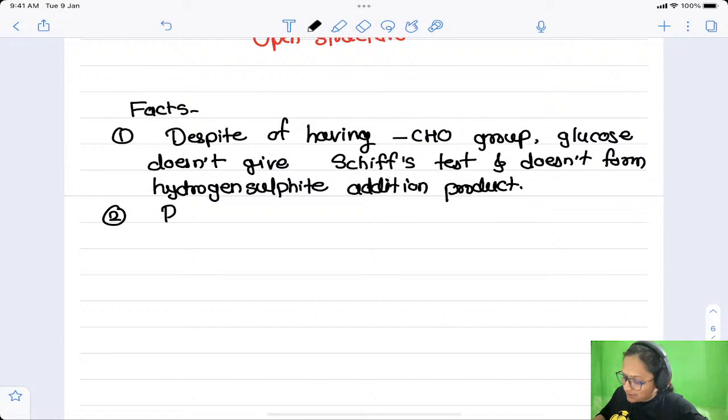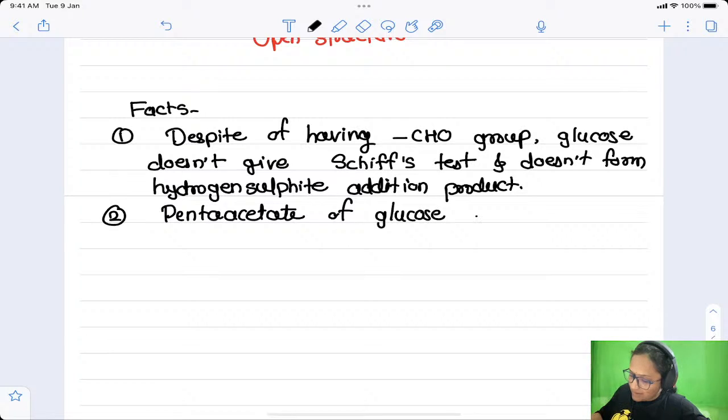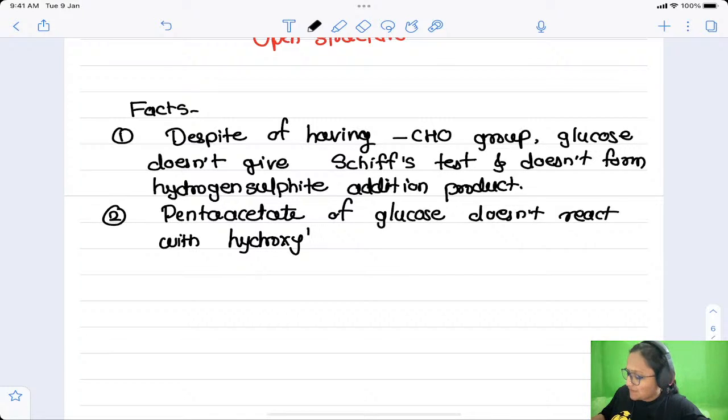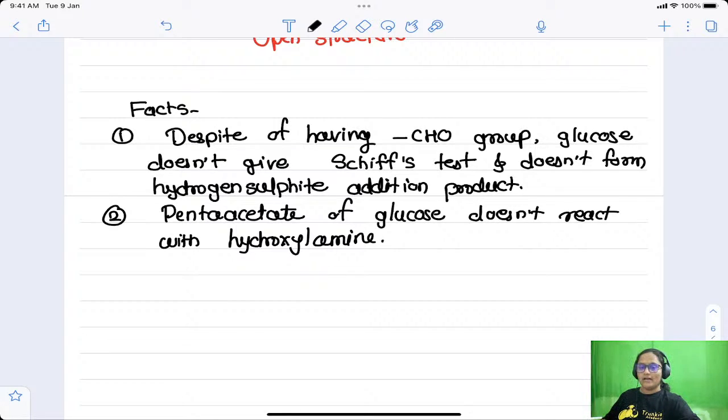The pentaacetate of glucose does not react with hydroxylamine. Okay, this reaction is also a characteristic reaction of aldehydes. These reactions are included in the chapter on aldehydes, ketones and carboxylic acids, which we have already discussed, right?